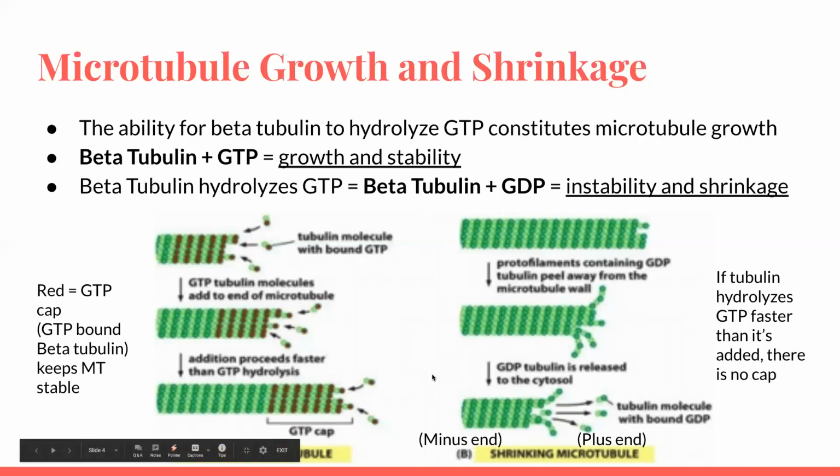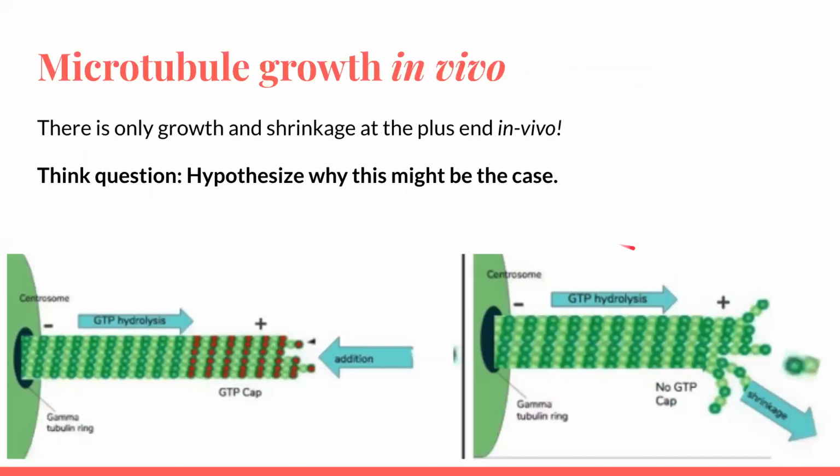Awesome. So the next thing we're going to talk about is how we study microtubules. You could look at microtubules in vivo, which means in a living cell or in a person, or you could look at them in vitro. First, let's look at in vivo.